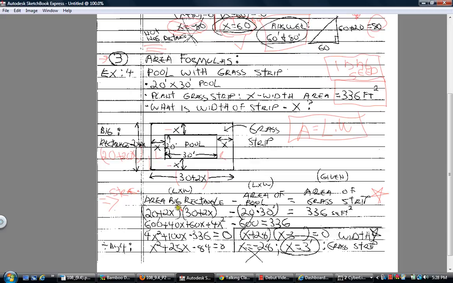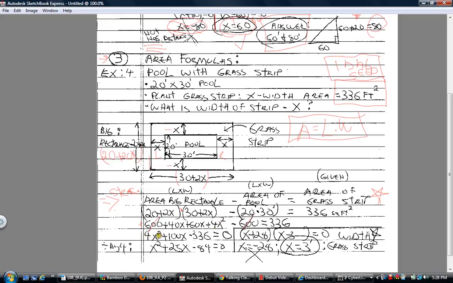What happens when you multiply a binomial times a binomial? Do the FOIL method: first, outer, inner, last. Okay, you can follow that and get those numbers. And I got 20 times 30 is 600 minus 600 equals 336. I noticed that the positive 600 and the negative 600 cancel out. So I'm left with 4x squared.